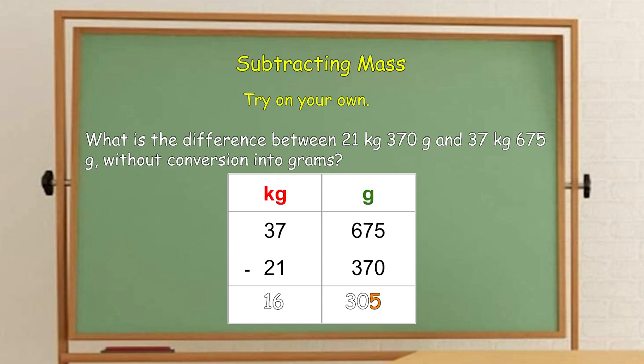When we do it, we're going to work from right going to left. We're starting 5 subtract 0 is 5, 7 subtract 7 is 0. 6 subtract 3 is 3. So when we subtract our grams, our product that is left is 305. Okay? Now let's move on to subtract our kilograms. 37 kilograms subtract 21. This would give us a total of 16. So our answer is 16 kilograms, 305 grams.